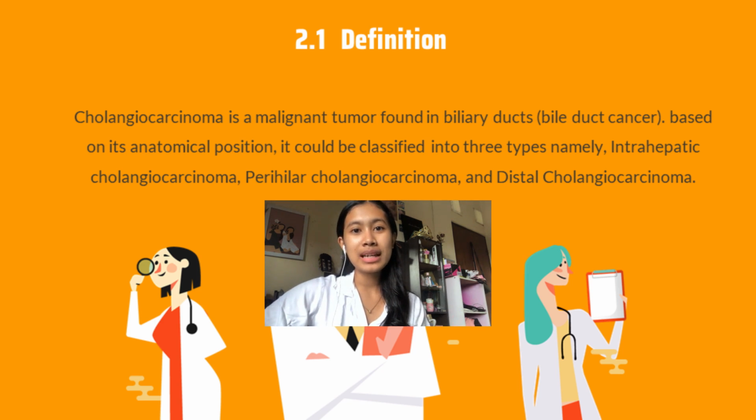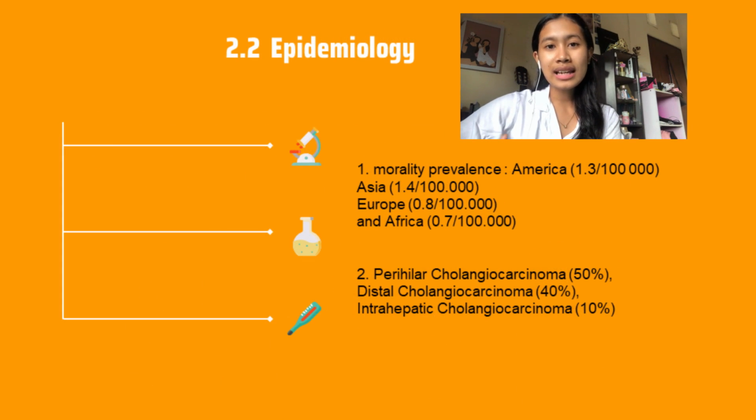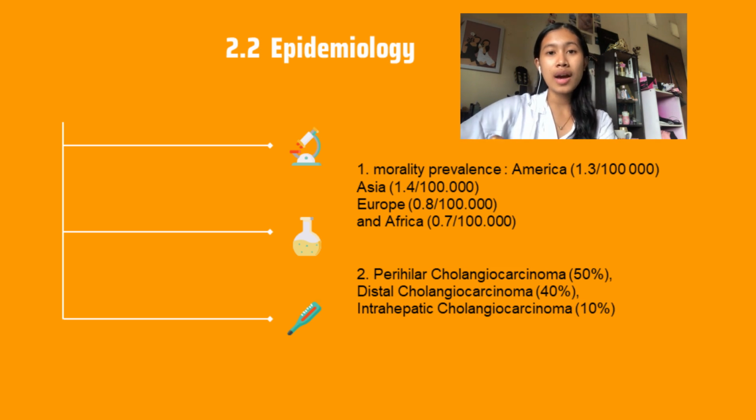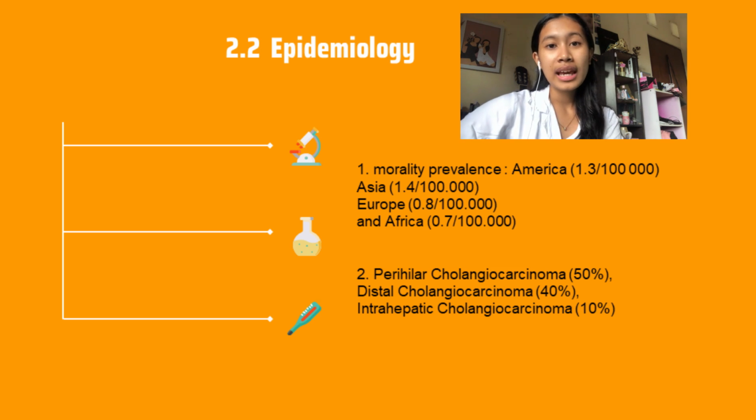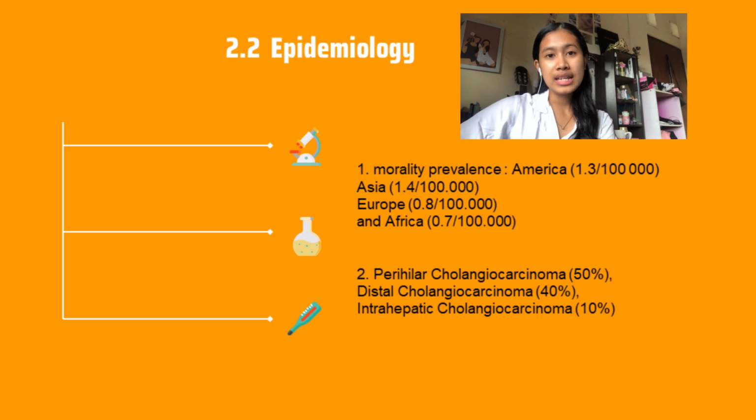Moving on to the second topic, epidemiology. Just like other diseases, cholangiocarcinoma's prevalence differs between regions of the world. For example, in America, the mortality rate and prevalence for cholangiocarcinoma is 1.3 per 100,000, in Asia it's 1.4 per 100,000, in Europe it's 0.8 per 100,000, and lastly, in Africa it's 0.7 per 100,000.